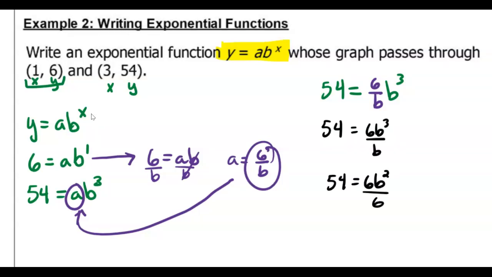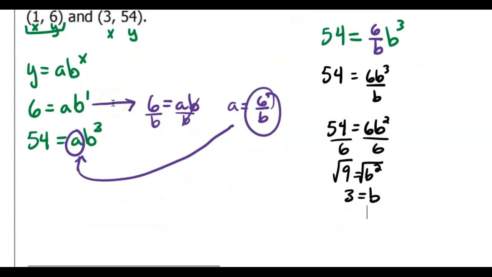So I divide by 6. I get 9 equals b squared. And then I square root both sides, and I end up with 3. Now, the reason I do not use plus or minus 3, I just use positive 3, is because by definition of an exponential function, the b value is always positive. So when we're saying a times b to the x, we know the b value must be positive, so that's why I only use positive 3.